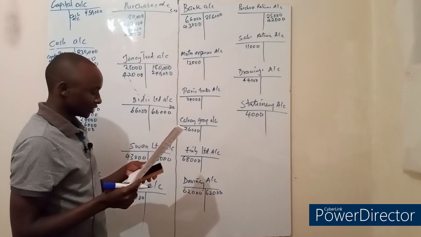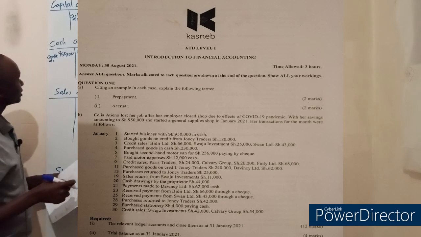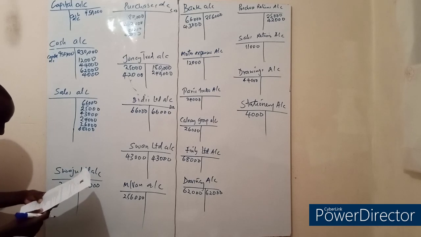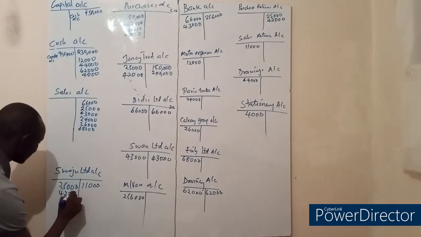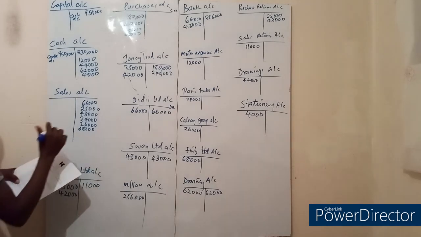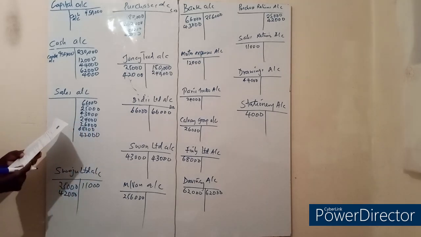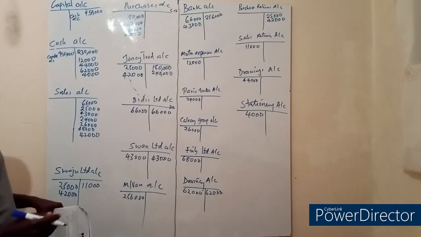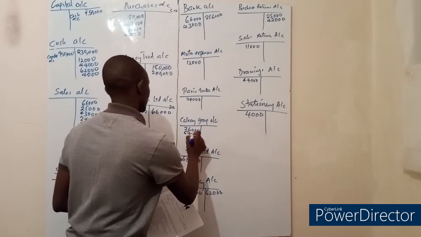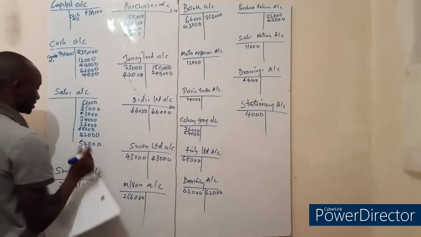So let's move on to our last transaction for Celia Atieno. January 30th, credit sales to Swaju Investment. So you're still selling to Swaju. Swaju will take the 42,000 on the debit side, and then we have the credit sales account increasing by 42,000. Then we have Calvary Group for 54,000, meaning the sales account again will increase by 54,000.